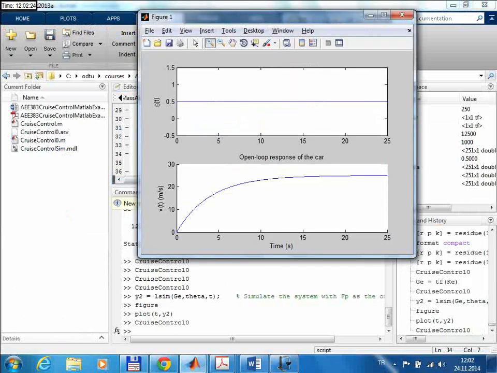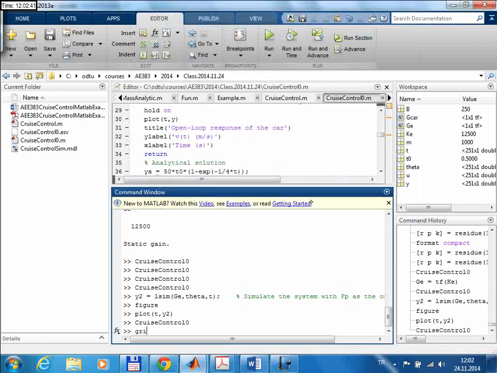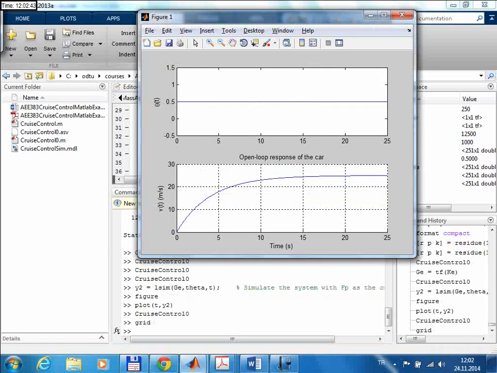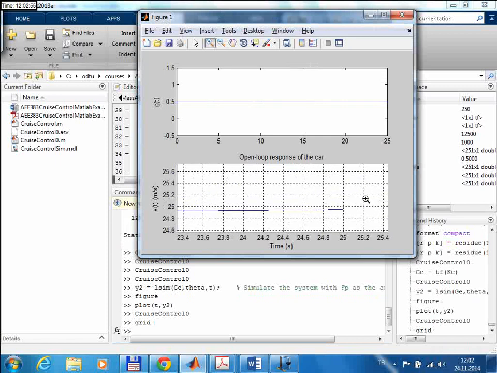Okay, so this is the result. The gas pedal input is a constant input with magnitude 0.5, and the speed of the car changes according to the graph you see here. So let me put some grids here. So the speed of the car should reach 25 meters per second, which is almost there. As you see, 25 goes to 25.